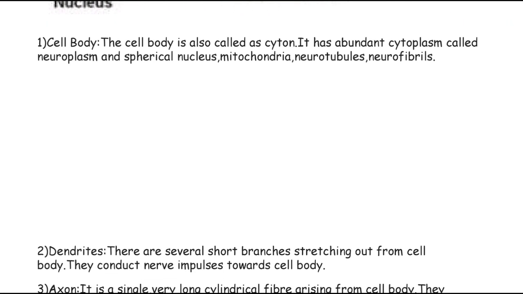Cell body. First point: the cell body is also called cyton. It has abundant cytoplasm called neuroplasm, and a spherical nucleus, mitochondria, neurotubules and neurofibrils.